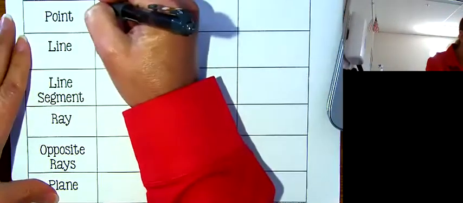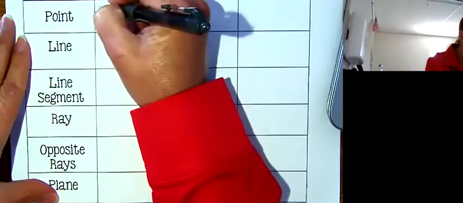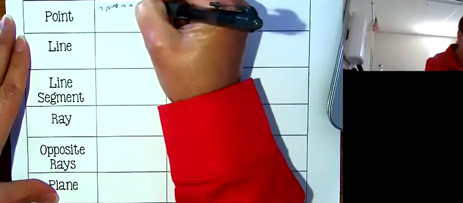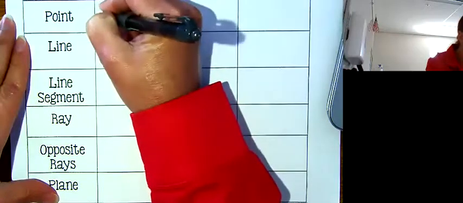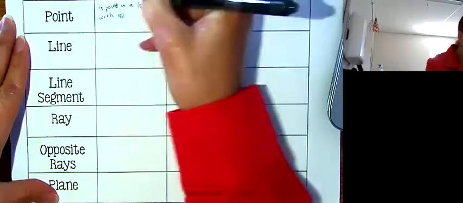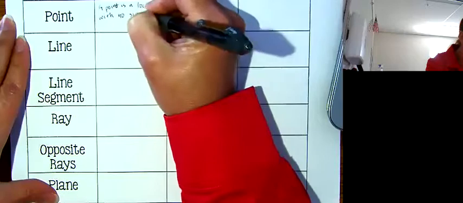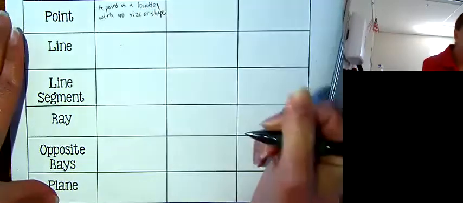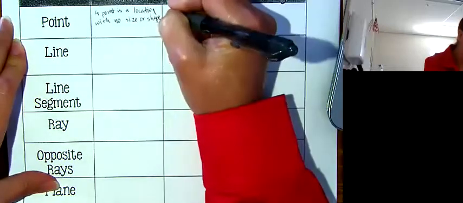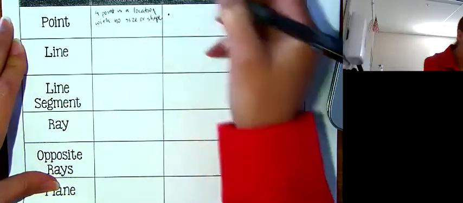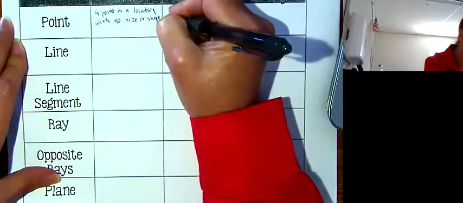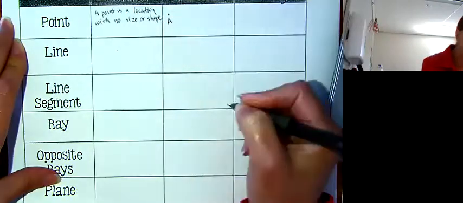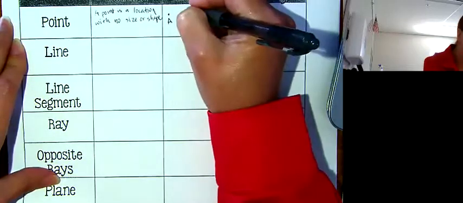So a point. A point is a location with no size or shape. Even though they have no size or shape, they can still be represented. We typically use a dot for a point, and it has a capital letter.